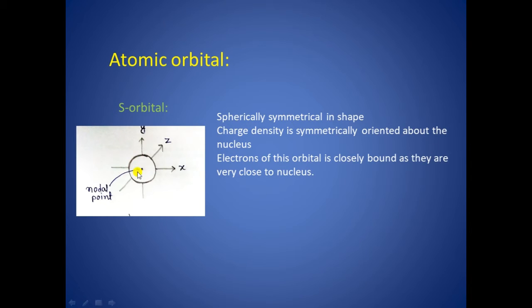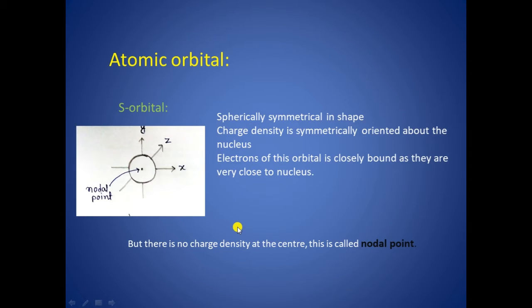As there is no charge density at the center where the nucleus lives, this is called a nodal point. But remember, there is no nodal plane. Electrons being strongly bound by the nucleus, the s orbital is very strong and it is most stable, having less energy.